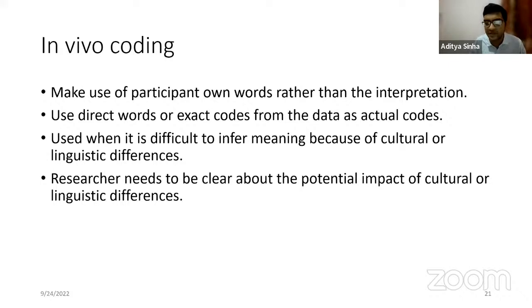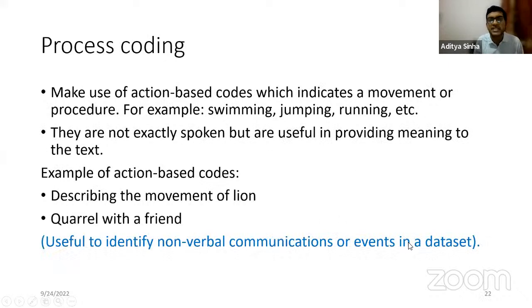Okay, I hope this in vivo coding is clear. Then the next type of coding is called process coding. Sometimes we can study a tennis match. We can study the expression of the players who are playing tennis.